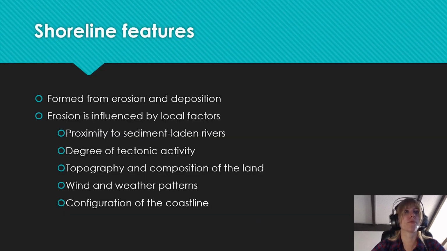So erosion influences a lot of things along the shore. It will cause shores to narrow, and then deposition will cause it to widen. Erosion is influenced by local factors, such as proximity to sediment-laden rivers, degree of tectonic activity, topography and composition, wind and weather patterns, and then just how the coastline looks on its own.